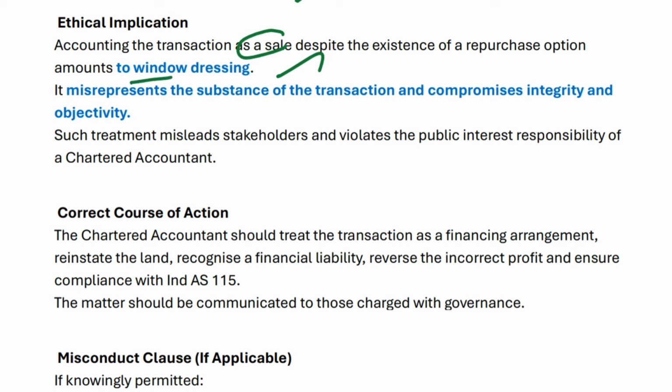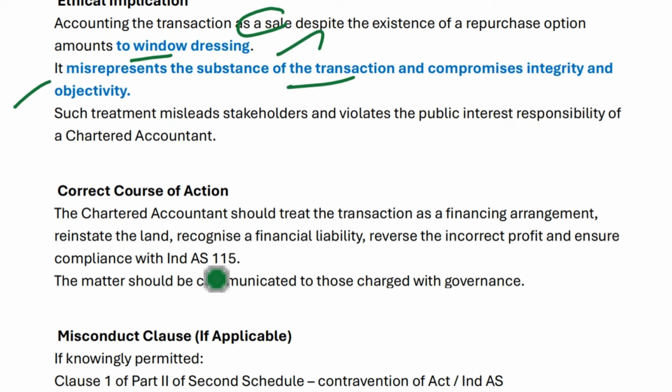Okay, so you are doing something different, that is, it should be treated as a sale. No, it should not be treated as a sale. It should be treated as a repurchase option. You treat it as a sale, so you are window dressing. Second, you misrepresent the substance of the transaction and you compromise the integrity and objectivity. Such treatment misleads the stakeholders and violates the public interest responsibility of a chartered accountant. These are the points you can add on.